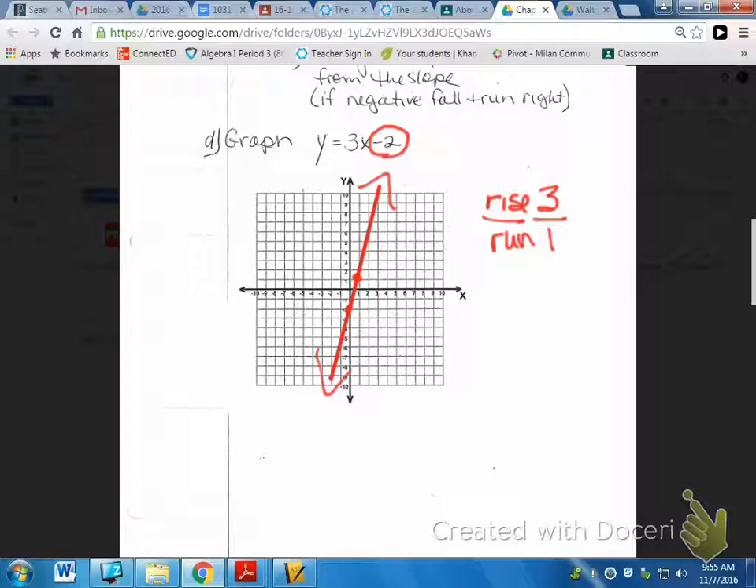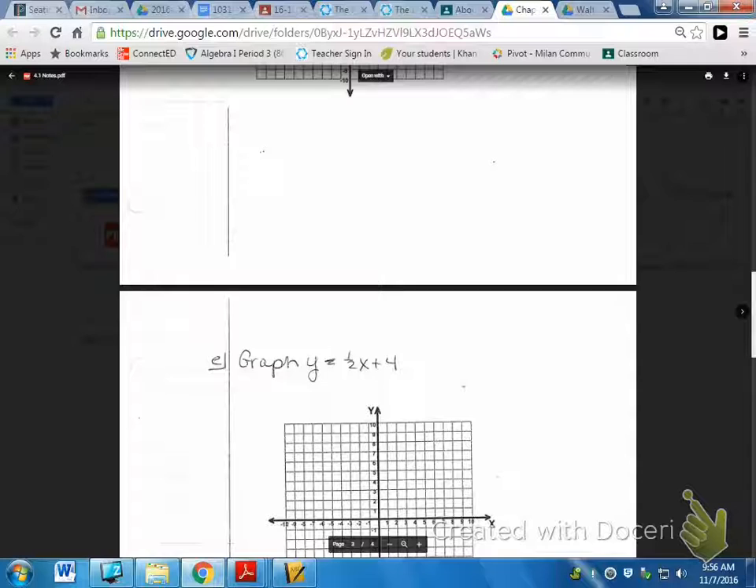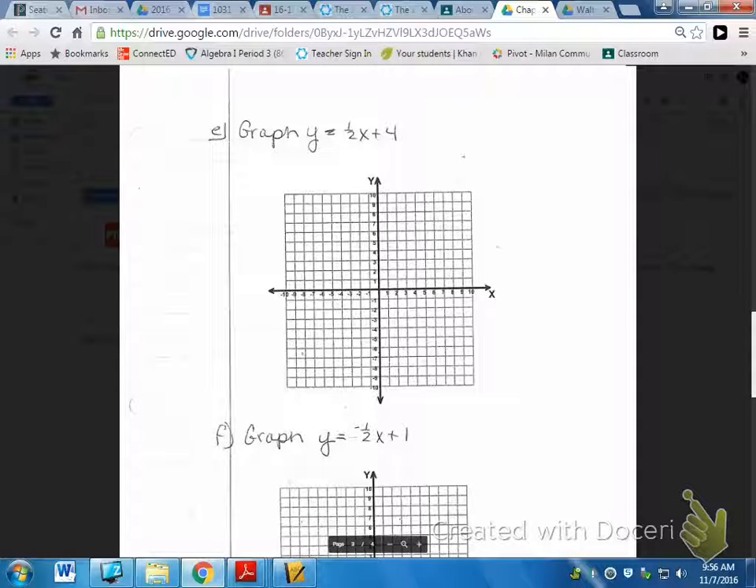Alright, let's look at the next one then. I probably have some variations here of what could happen. Okay, so E, graph y equals 1/2 x plus 4. So I start out where? Where am I going to start out on this one? 4. Start out on 4.